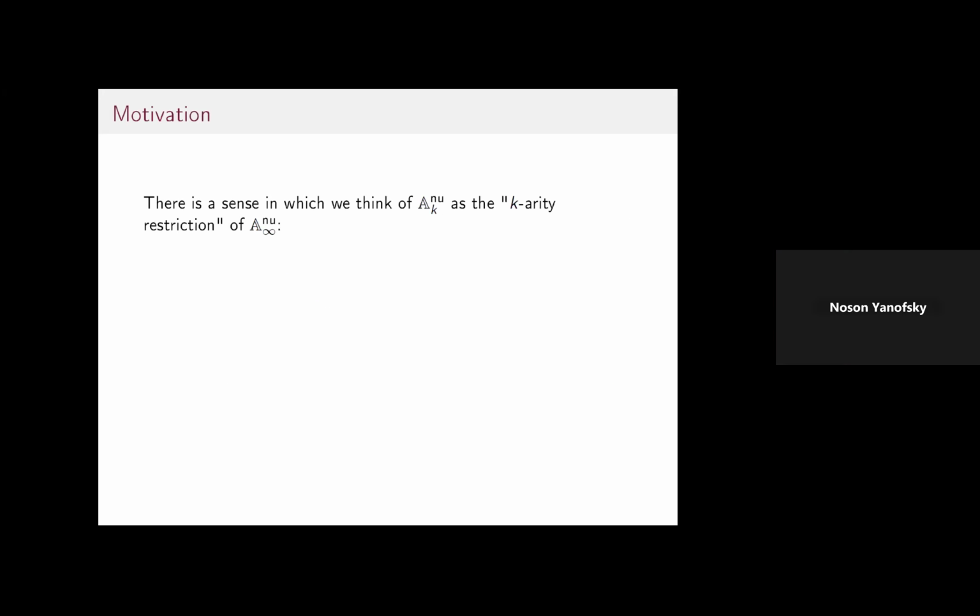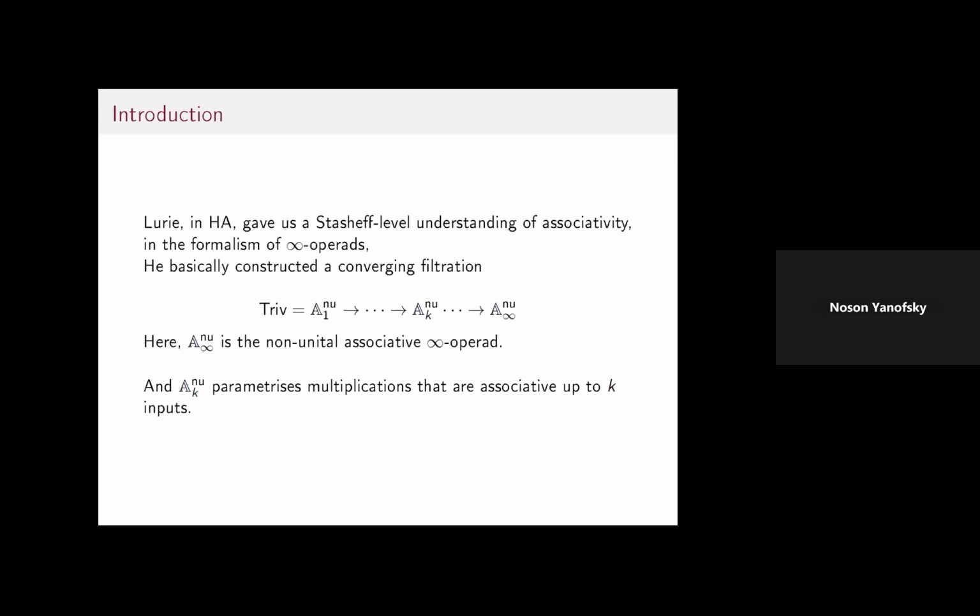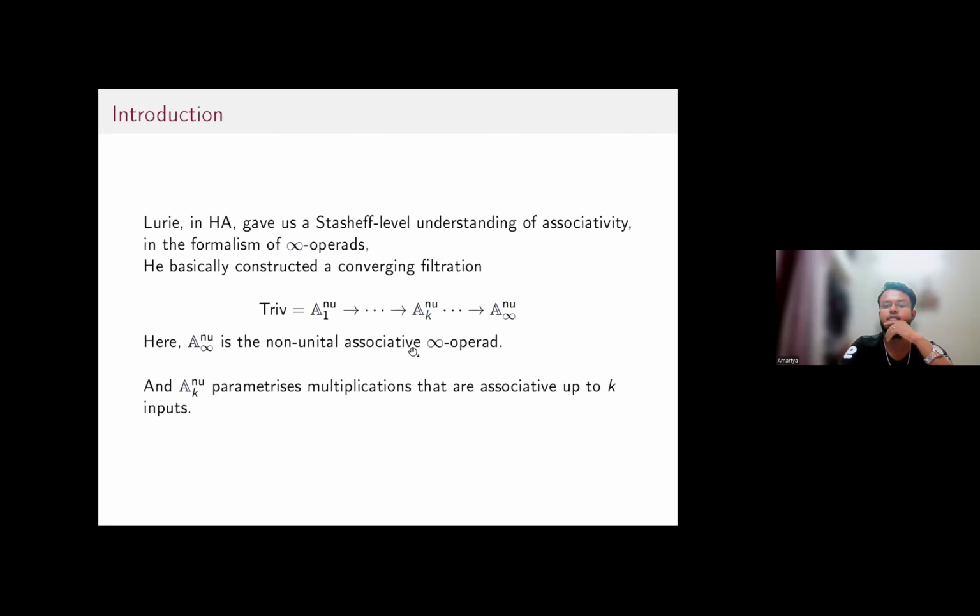Oh, hold on. Just what are the ANUs? Back up. These are non-unital associative operads, infinity, and ANU k is, yes, please feel free to stop me at any point if I'm going too fast. So ANU k parametrizes multiplications that are associative up to k inputs.